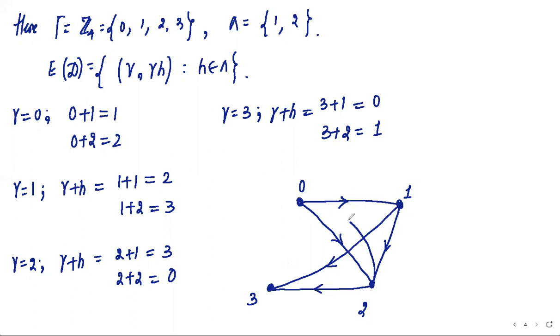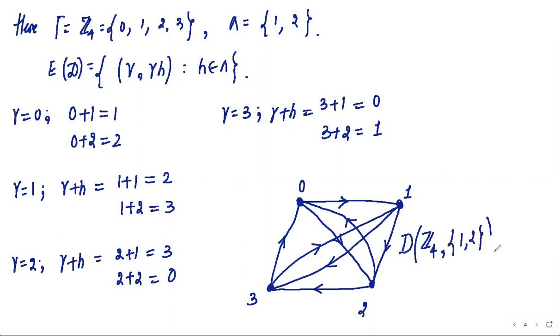So we can make one more edge from here. Now 3 is connected with 0 and 3 is connected with 1. So this is the graph. So this is the Cayley diagram D with underlying group the given group Z4, and the subset chosen is 1, 2. Okay.